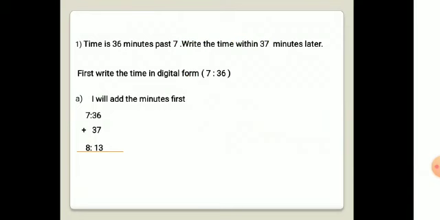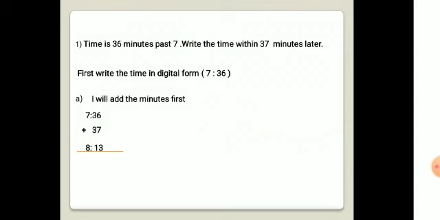First of all, I have my time in the past form, so I have to convert the time from the past form into the digital form. So my time digitally is 7:36. I have to know the time later, so I have to add 37 minutes to 7:36. So I would write vertically 7:36 plus 37 minutes, under minutes, don't forget. 36 plus 37 will give me 73. And the 7 will be as it is, so my time will be 7:73.